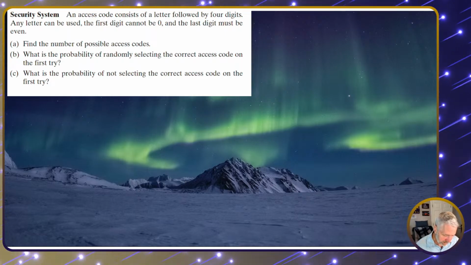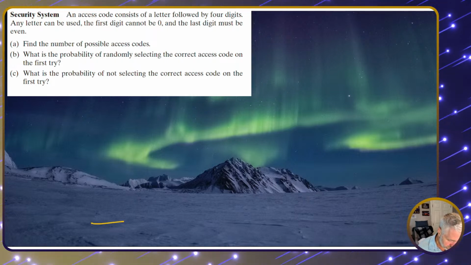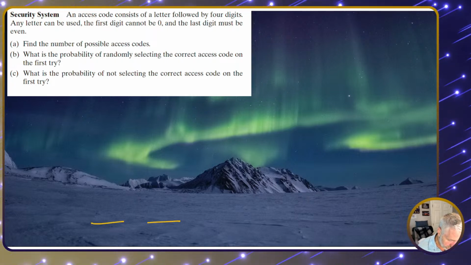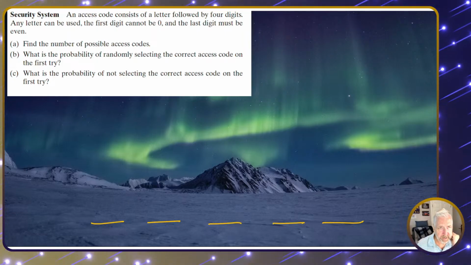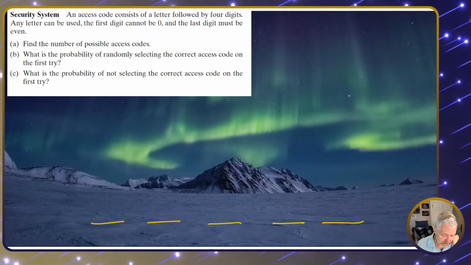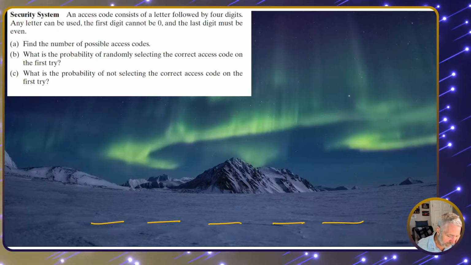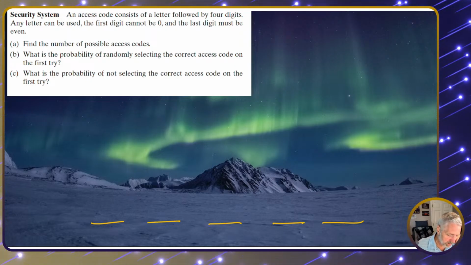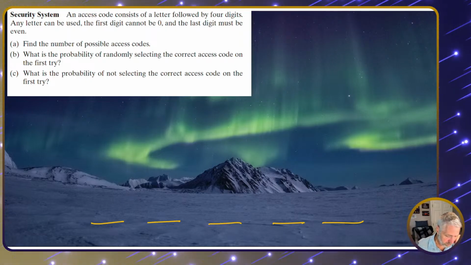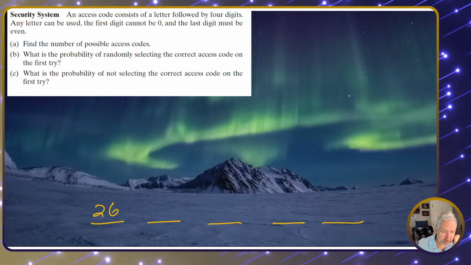Typically how I approach this, I just sketch on a scratch sheet of paper. I'm like, 1, and then 1, 2, 3, 4. So my code looks like that. There's something in the first block, second, third, fourth, and fifth, right? So letter followed by 4 digits. Well, how many letters are there? So I have 26 possible letters I could put there.